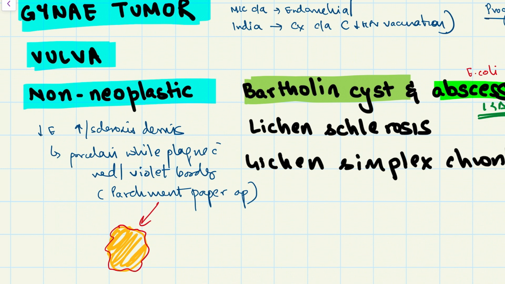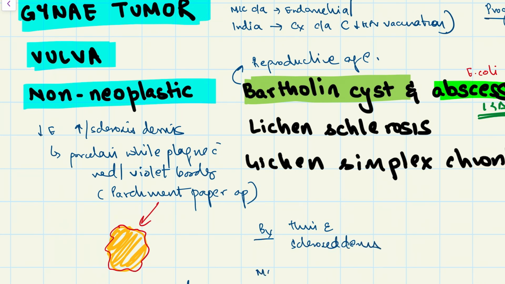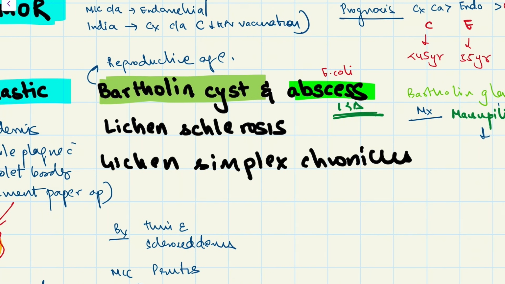Now, Bartholin cyst is usually seen in women of reproductive age, while lichen sclerosis is commonly seen in postmenopausal women, and it is associated with increased risk of squamous cell cancer. On biopsy, again we'll see a thin epidermis with a sclerosed dermis, and the most common clinical feature in lichen sclerosis is pruritus.